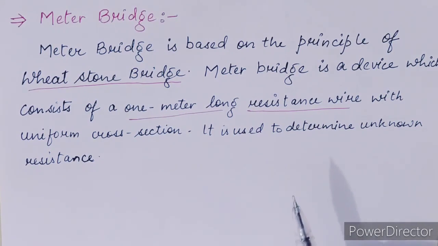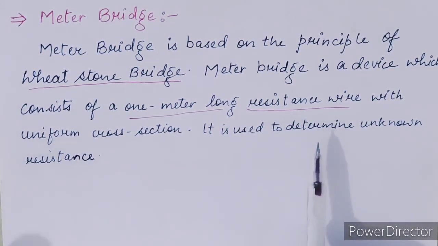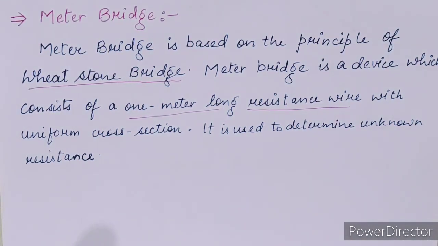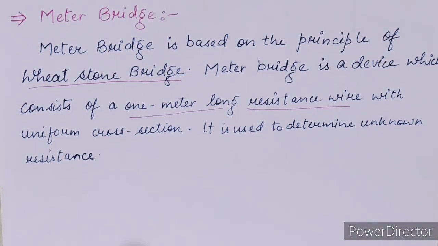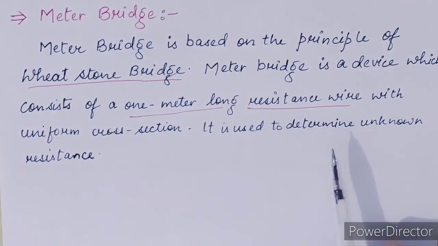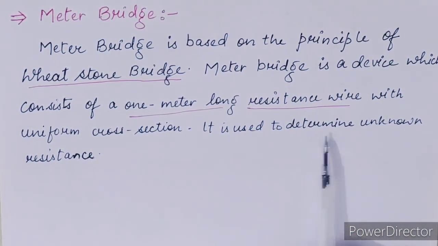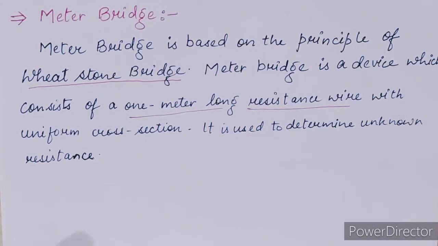That's why its name is meter bridge, because this device consists of a 1 meter long resistance wire. The length of the wire is 1 meter, and the cross-section of this wire is uniform. It is used to determine an unknown resistance. As usual, it is based on the principle of the Wheatstone Bridge, so it is used to calculate the value of an unknown resistance.